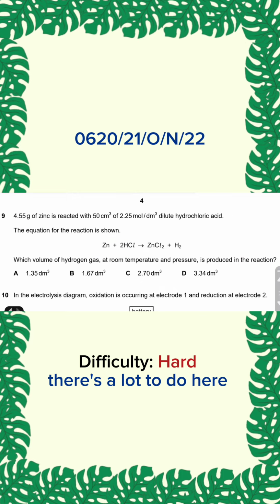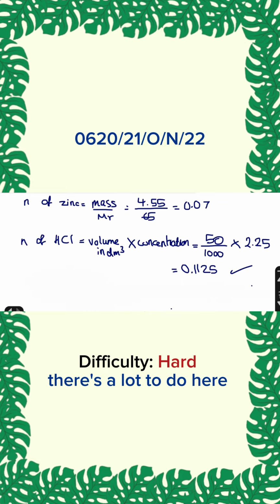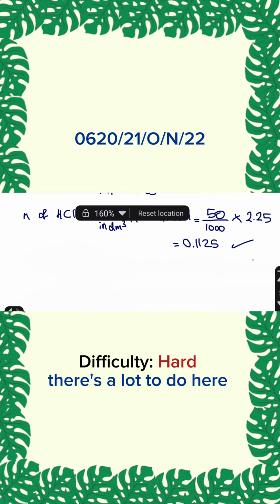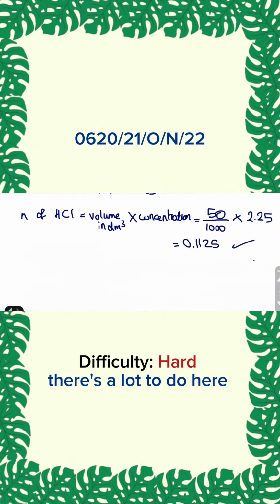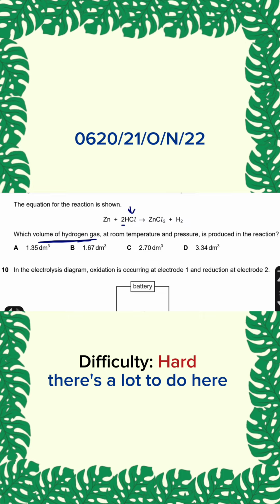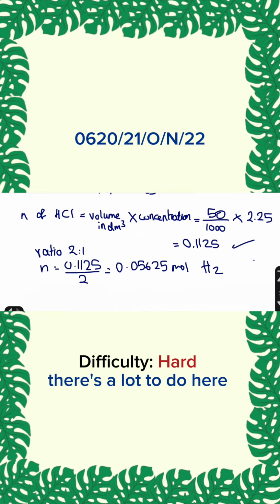Now that we found which one is in excess, we're going to use the number of moles of the limiting reagent to find the volume of hydrogen gas. So here we're going to use the number of moles of hydrochloric acid. First, we're going to use the ratio. The ratio between the hydrochloric acid and the hydrogen gas is 2 to 1. So we're going to divide the number of moles of hydrochloric acid by 2, and this will give us the number of moles of hydrogen.